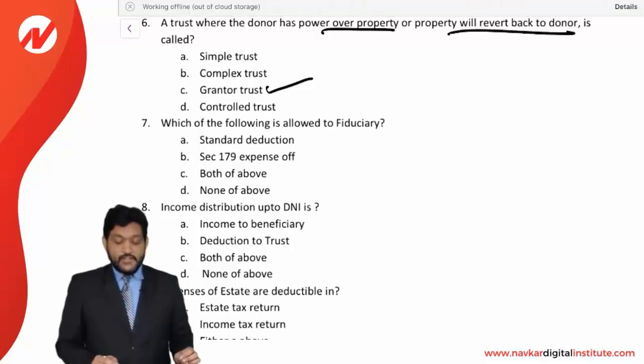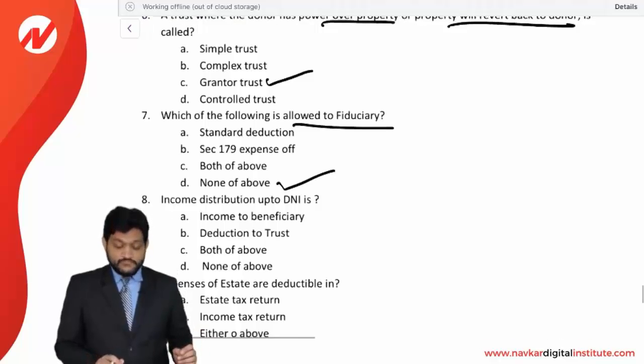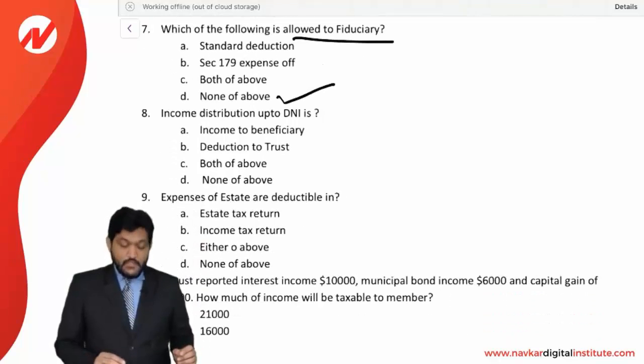Which of the following is allowed to a fiduciary? Which will be allowed? Standard deduction? No, it is not allowed. Section 179 expense? It is also not allowed. So none of the above. Answer is D. None of the above will be allowed to them. Income distribution up to DNI is income to the beneficiary. Yes. Deduction to the trust. It is also true. So answer is C. Both of the above.